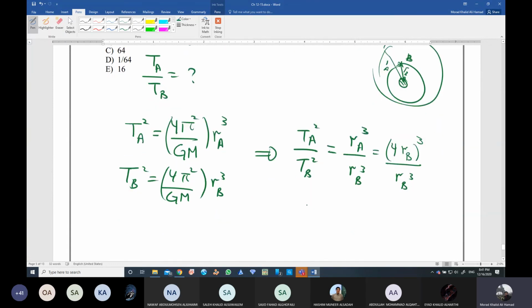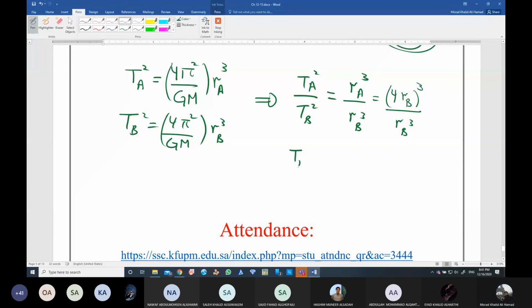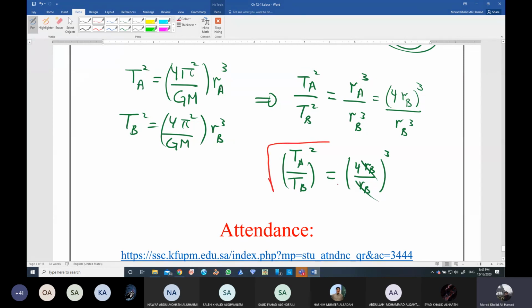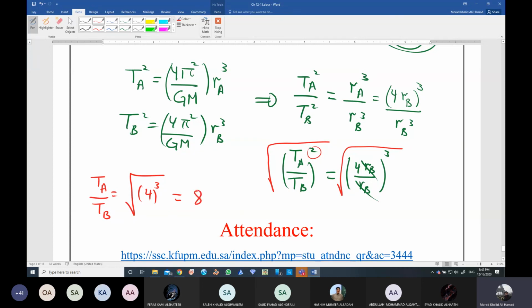Let me rearrange it. So TA على TB all squared is equal to 4RB over RB all cubed. RB with RB will go. Since we are looking for TA by TB, I have to take the square root for both sides. So at the end you will have TA over TB, just to eliminate this square, equal to square root of 4 cubed, and if you calculate it, you will get the answer 8. Clear يا شباب?